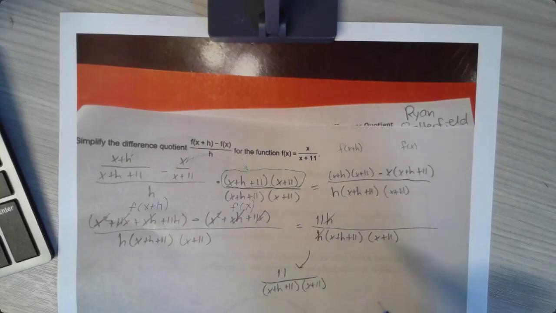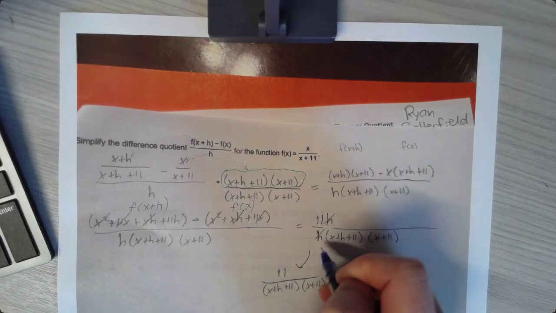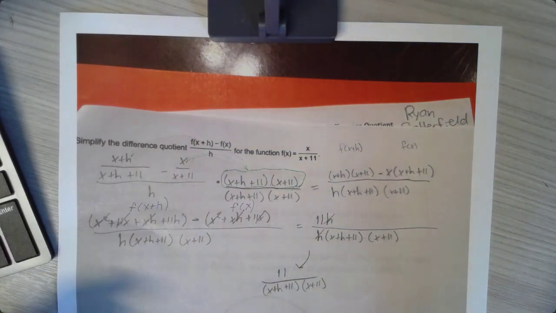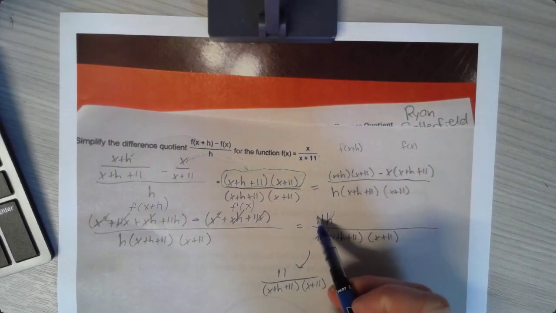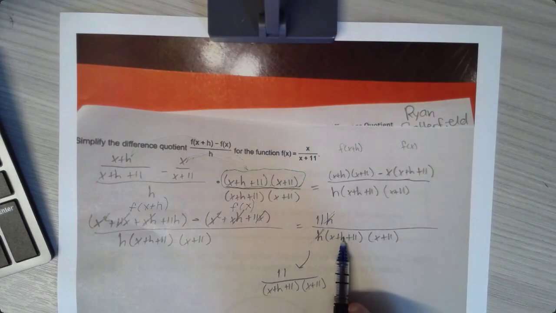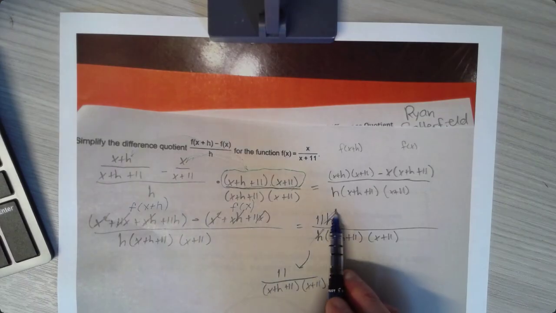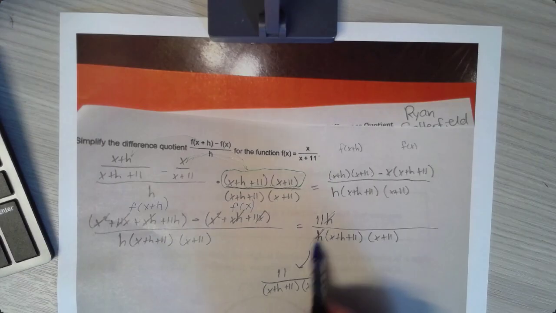So then at that point, the final part of a difference quotient problem is you're going to have to cancel the h's out, or as I like to say, eliminate. So we cancel those h's out, and you're left with 11 still divided by those same two factors in the denominator. Now keep in mind, nothing ever canceled out those factors in the denominator. The only factor in the denominator that canceled was that h.